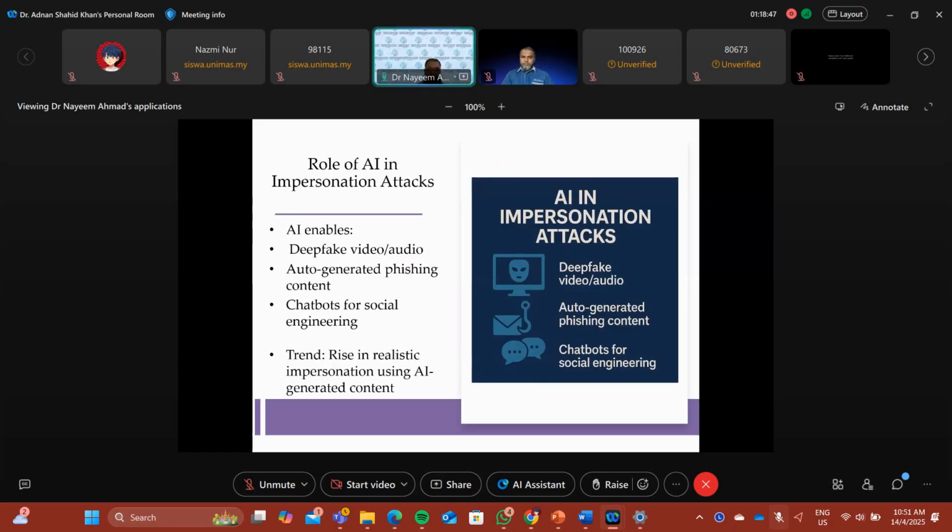AI plays a very big role in impersonation attacks, where AI helps to generate phishing emails, fake identities, and deepfakes. It speeds up attacks, making them scalable and precise. Attackers can automate victim selection and personalize scams using AI. Spear phishing is one such example where AI is being used, and it is one of the biggest challenges in the detection of impersonation attacks.